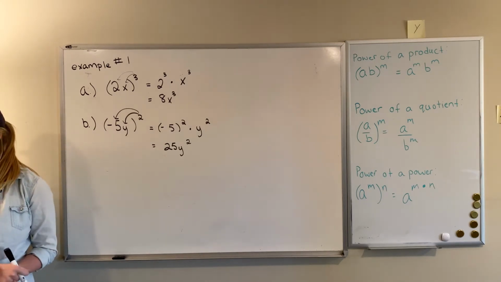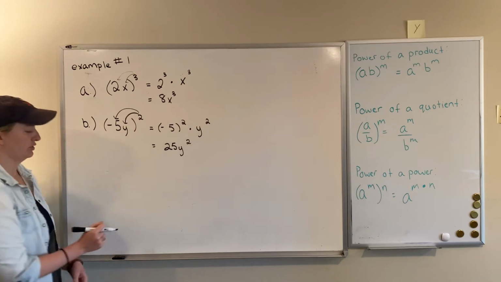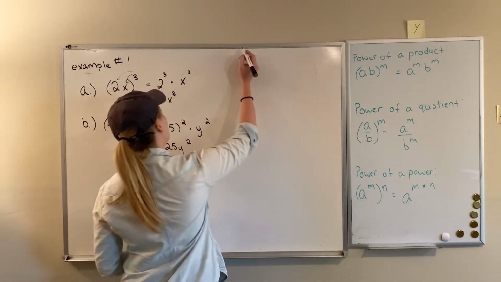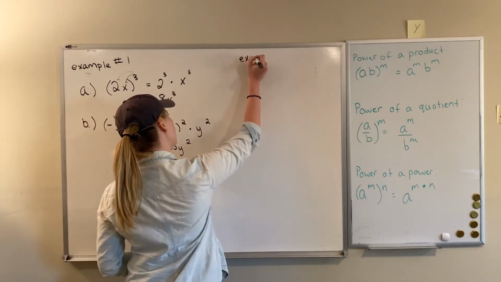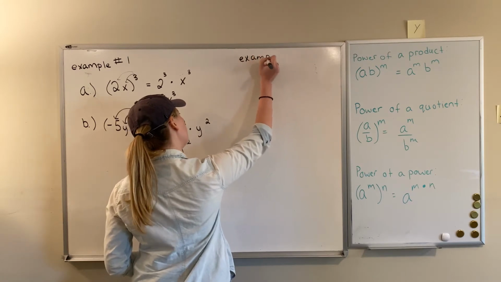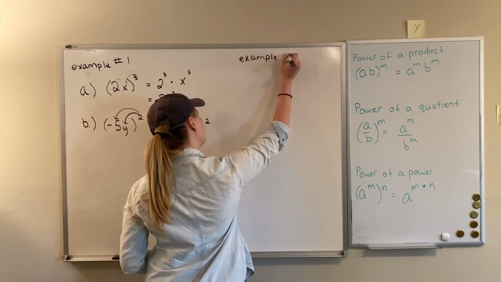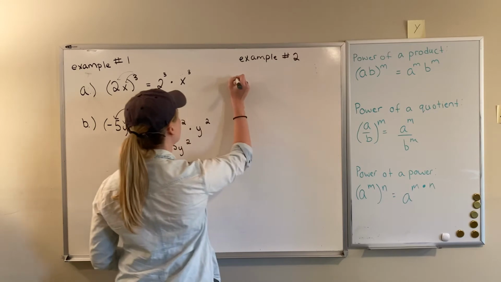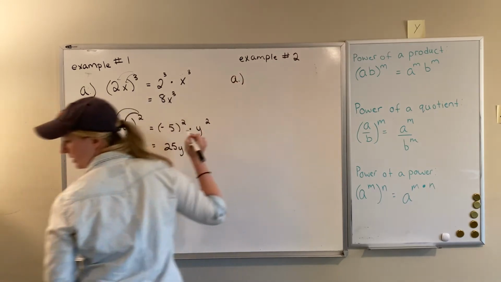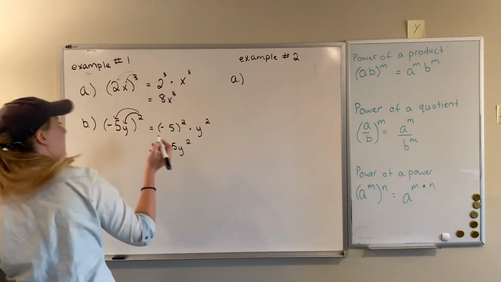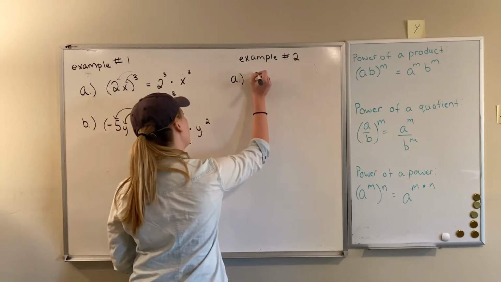Let's look at example 2, finding powers of a quotient. We have m over n raised to the 7th.